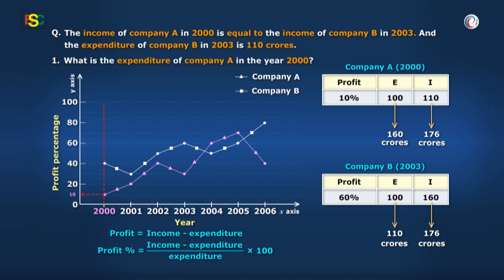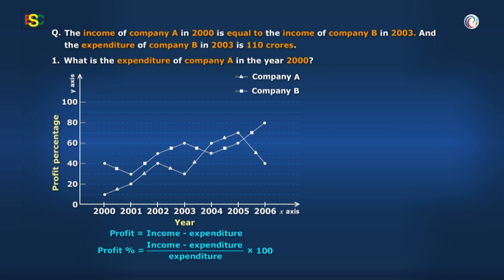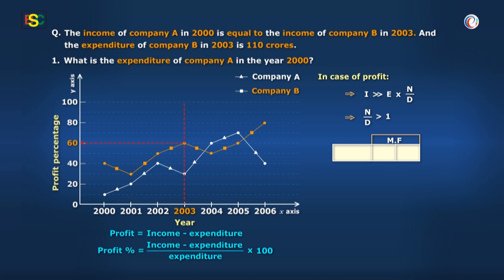Right. Let us solve this question in another way. In case of profit, income must be greater than expenditure. So, expenditure should get multiplied with a fraction greater than 1. That can further increase the value of income. Also, 60% profit gives two parts of MF, that is 100 and 160. Are you with me, Vidya?